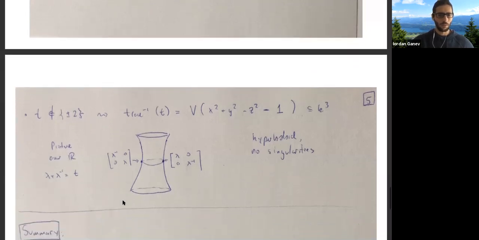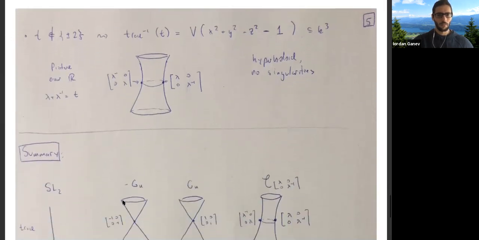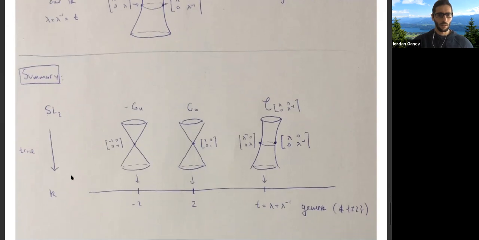So let's put all this together. If we put this all together, then here's the trace map, SL2 to K, and K I depict as just a line. So at 2, as we said, we have the unipotent locus. It's a cone, and it has this cone point, which is the identity matrix. At -2, we have the negative of the unipotent locus. It's also a cone. The cone point is -1. And for generic t, not equal to plus or minus 2, we have this hyperboloid, which is just the conjugacy class of lambda, lambda inverse.